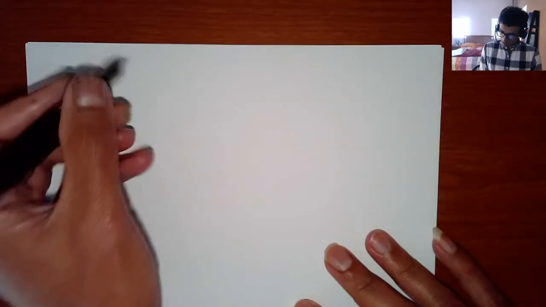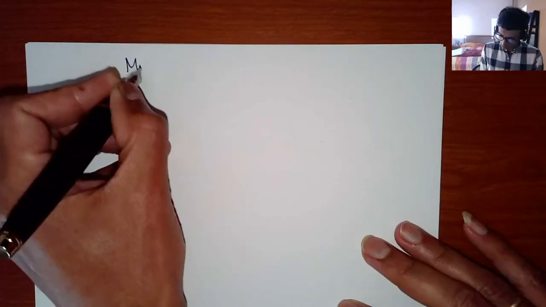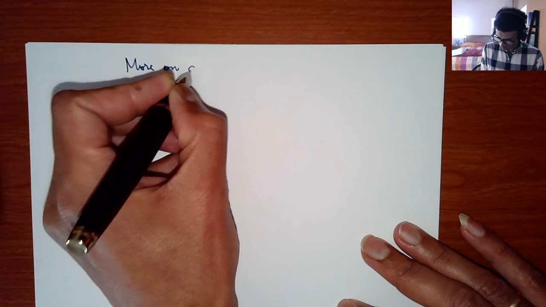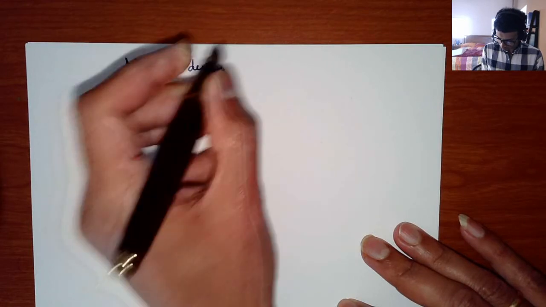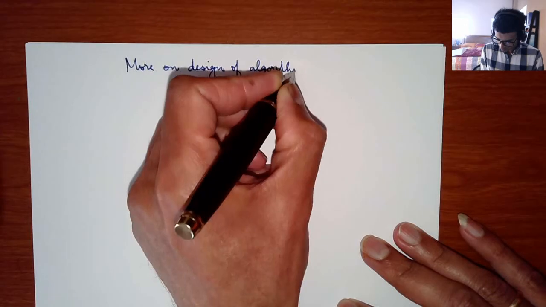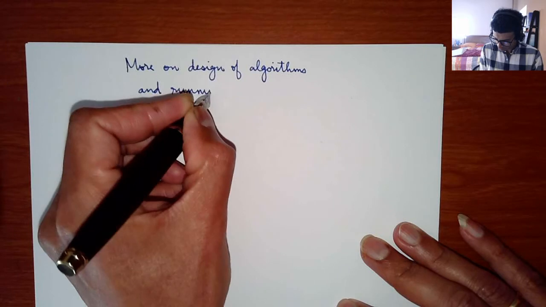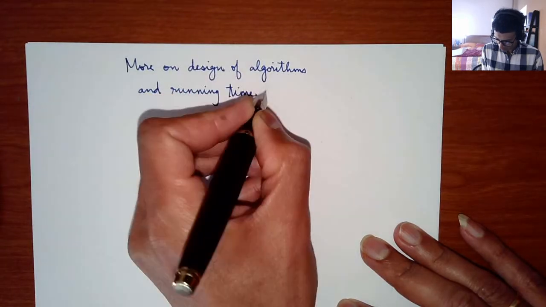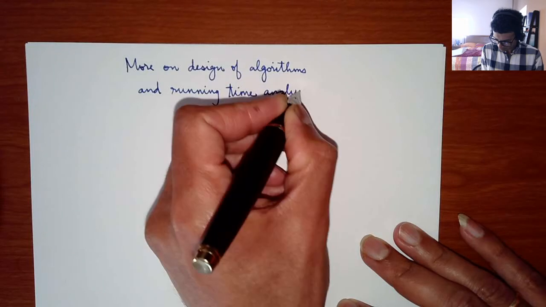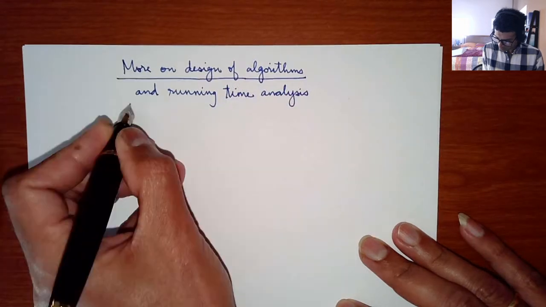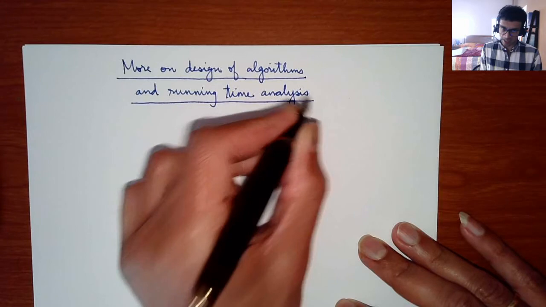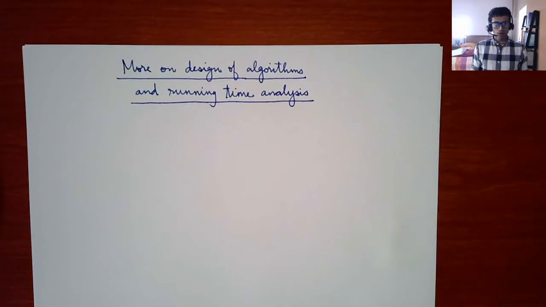Today we'll be doing more on design of algorithms and running time analysis. So I'm going to walk through a few more examples that are there in that document that I've given. And I've chosen these examples to try to demonstrate a wide array of techniques that you can use.